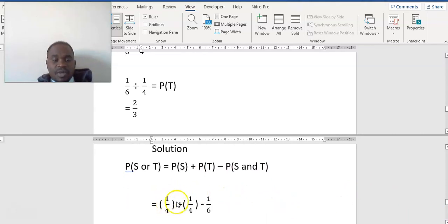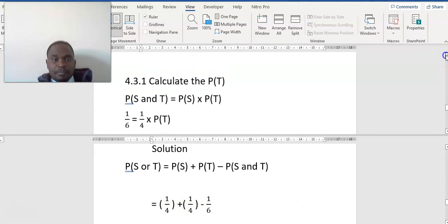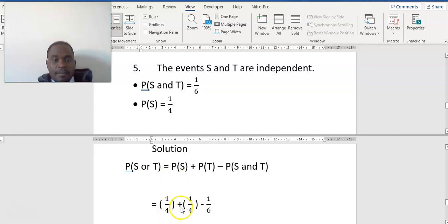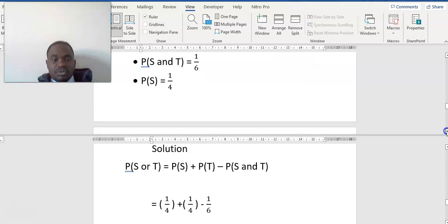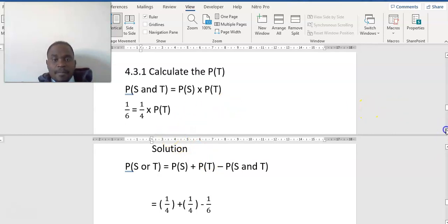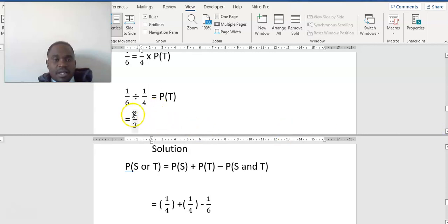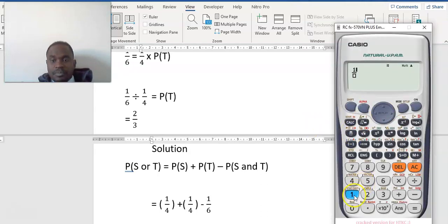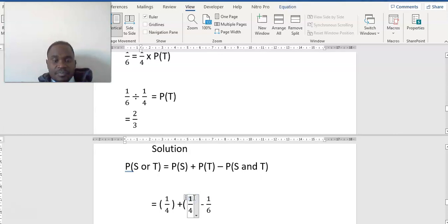We know the probability of S to be 1/4. Remember, it was given that the probability of S is 1/4, plus the probability of T. We found the probability of T to be 2/3. It's not 1/4. Let's calculate on the calculator and see. 1/6 divided by 1/4 gives us 2 over 3. So the probability of T, this side, must be 2 over 3.